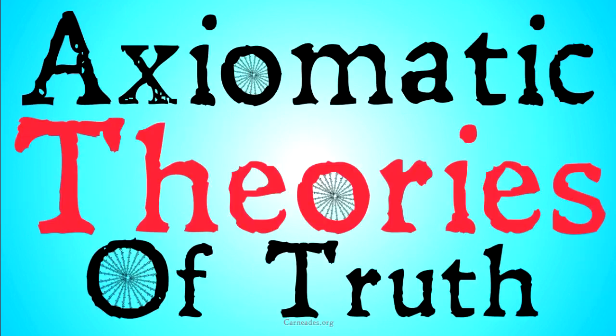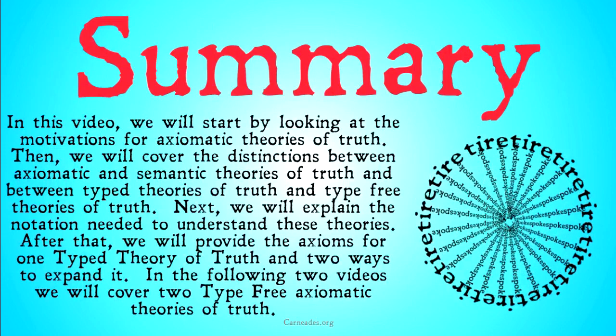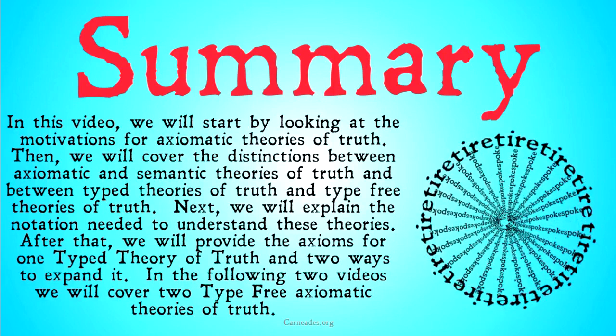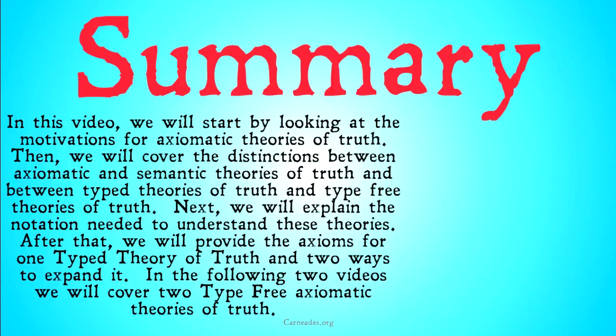In this video, we will be finally looking at Axiomatic Theories of Truth. Now, in this video, we will start by looking at the motivations for Axiomatic Theories of Truth. Then, we will cover the distinctions between axiomatic and semantic theories of truth. And then the distinctions between typed theories of truth and type-free theories of truth. Note, we're not going to actually be covering type-free theories of truth in this video. We will save that for the next video.